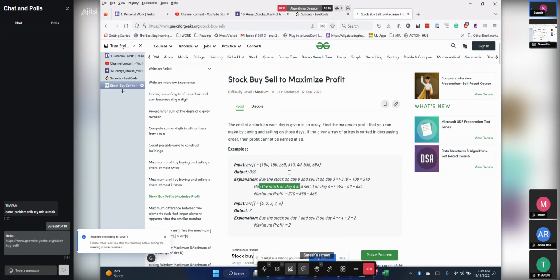Now buy the stock on day 4. Day 4 went down to 40. It's very low, right? Buy on day 4 and sell it on day 6. Look at the day 6 value, 695. So you buy on that day, but you sell on the last day. Don't sell at 535. If you sell at 535, you will get a little less profit compared to selling at 695, right? So 695 minus 40, you got 655.